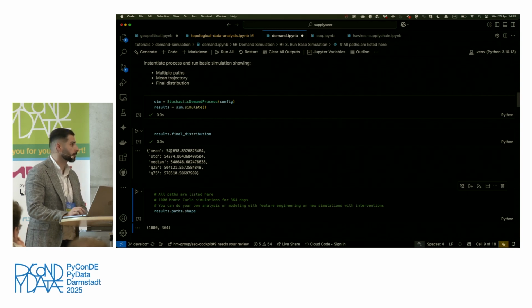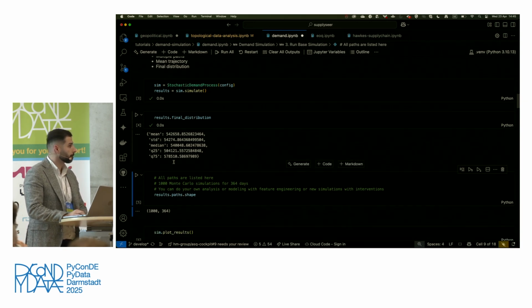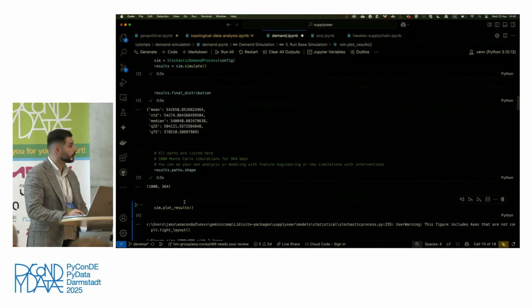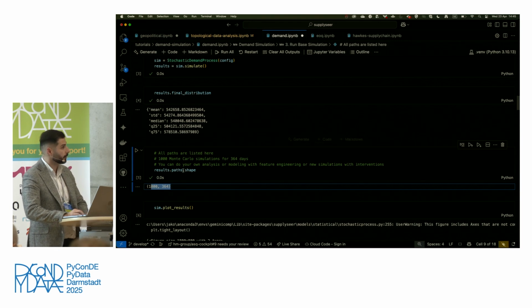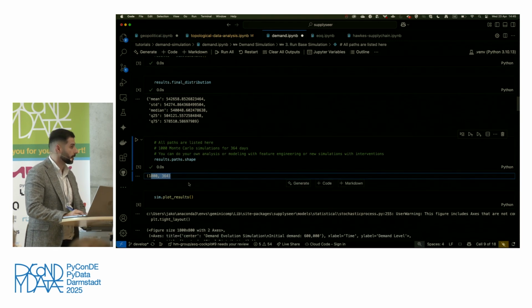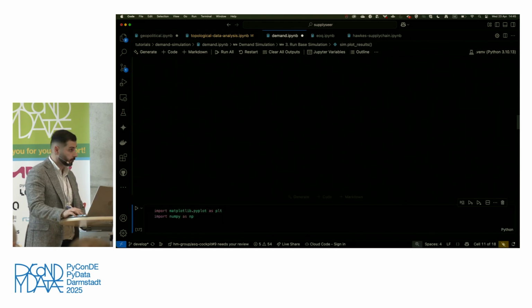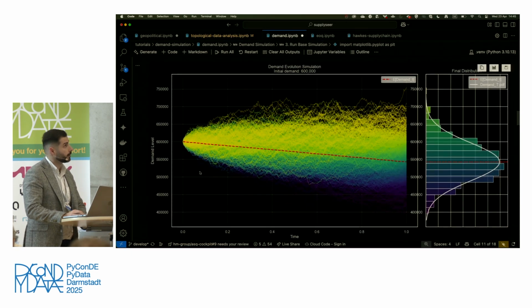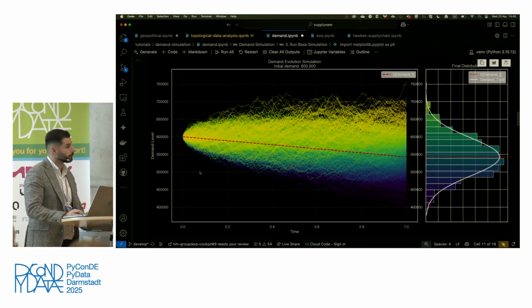But visuals say much more than numbers. We can also check the shape, by the way. It should match the input of your simulations and the number of days in your time horizon. Running sim plot results gives us this beautiful graph.